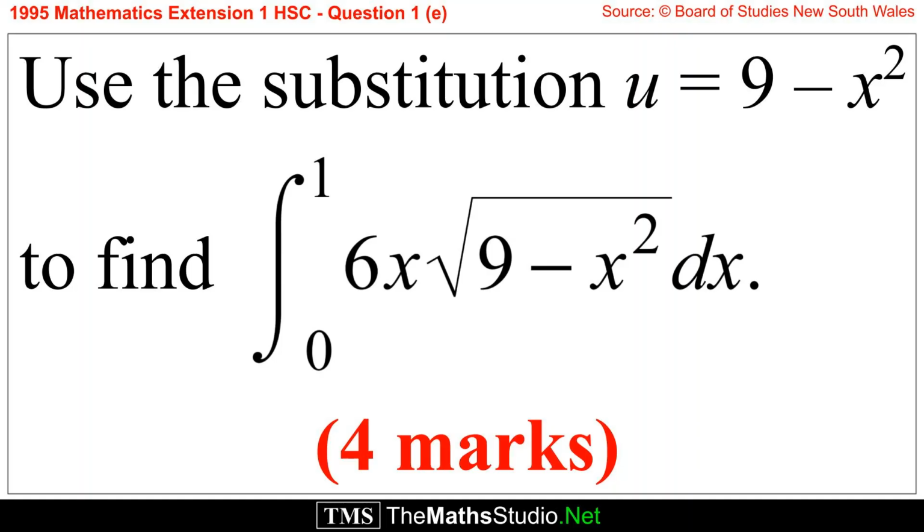Question 1, Part E. Use the substitution u equals 9 minus x squared to find the definite integral of 6x times the square root of 9 minus x squared dx from x equals 0 to x equals 1.